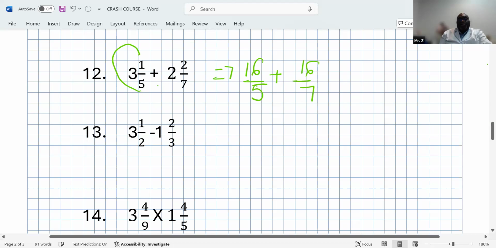over 7. 3 times 5, 15 plus 1, 16 over 5. 7 times 2, you got 14 plus 2, you got 16. So based on what we learned, you go here, 5 times 7, you're going to have 35. Now you're going to do this fraction first.